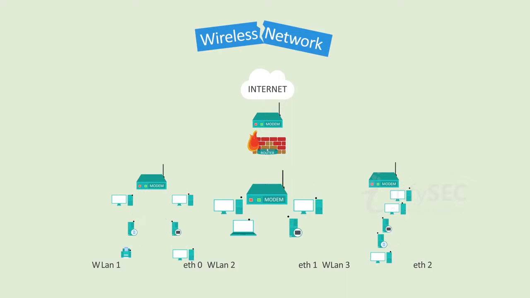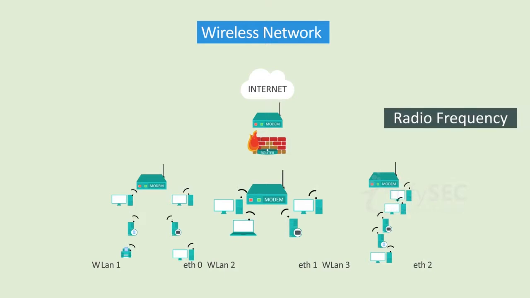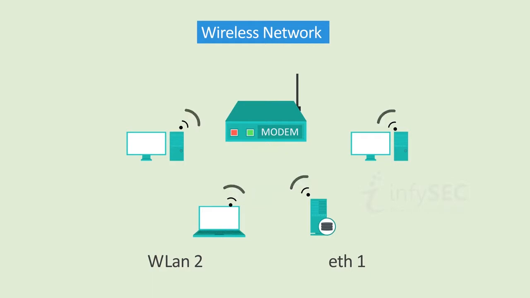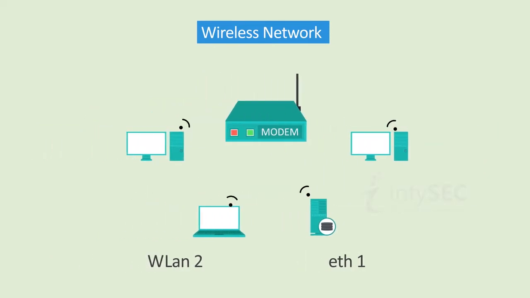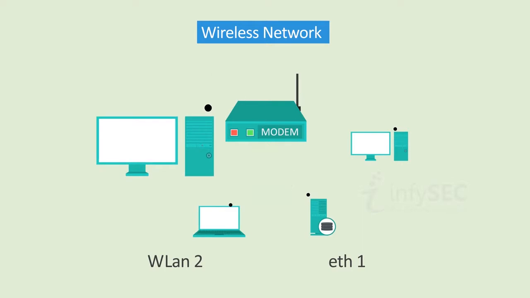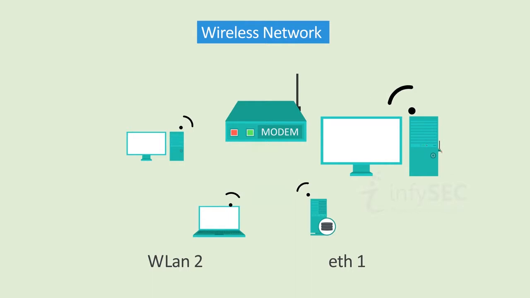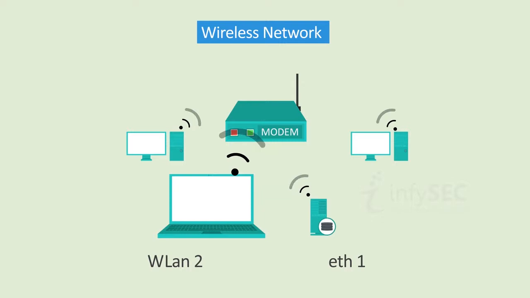Before getting into cracking wireless networks, it is necessary to know how wireless networks work. Wireless networks work on radio frequency, which is nothing but electromagnetic fields that are taken as input by an antenna. Radio frequency is mostly used for wireless broadcasting and communications. A PC with a network adapter and an amplifier or antenna is capable of catching wireless signals. Some PCs come with built-in network adapters, whereas some need an external network adapter to get connected to a wireless network. Laptops have built-in wireless network adapters.